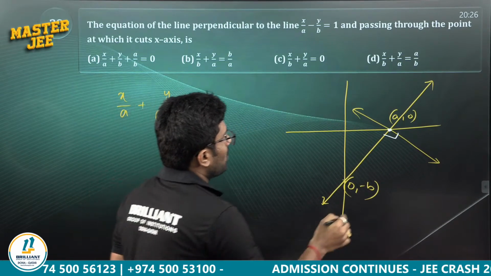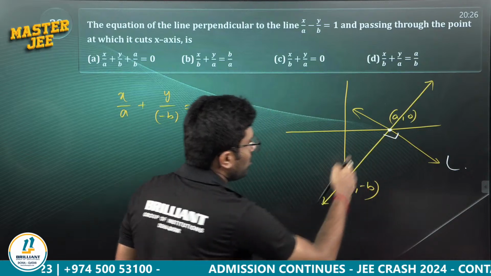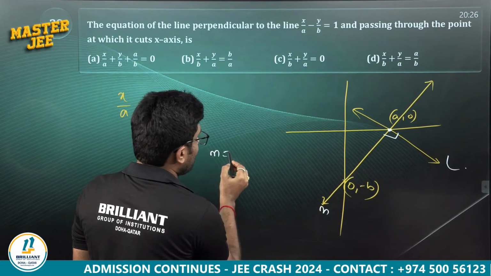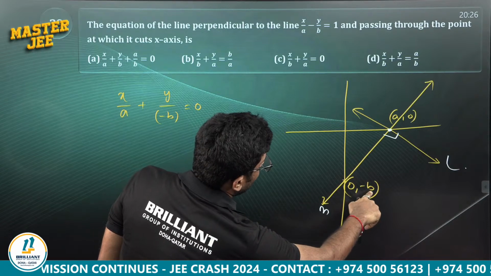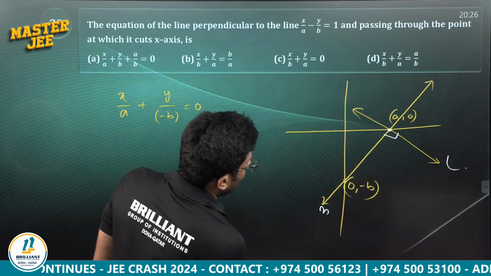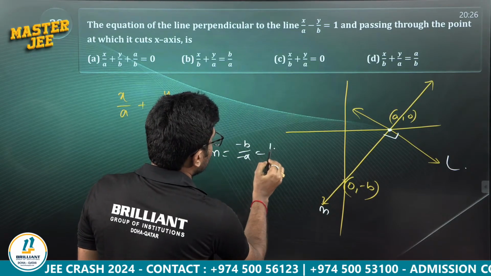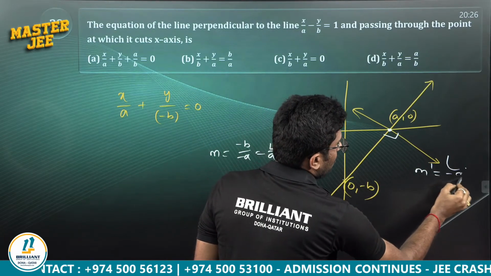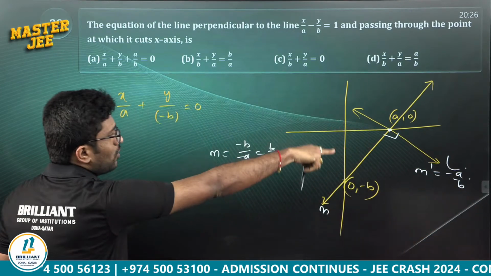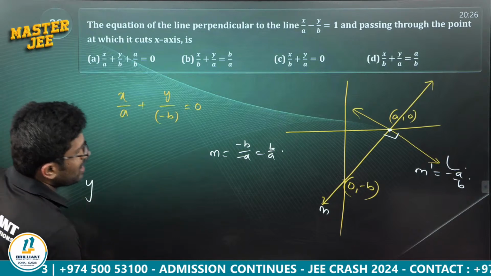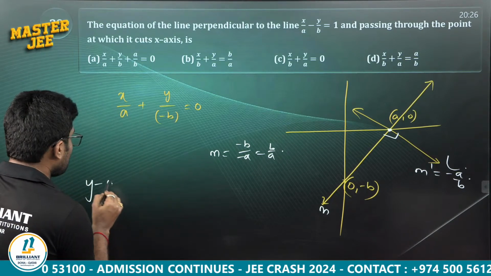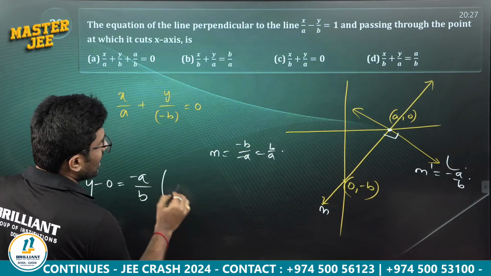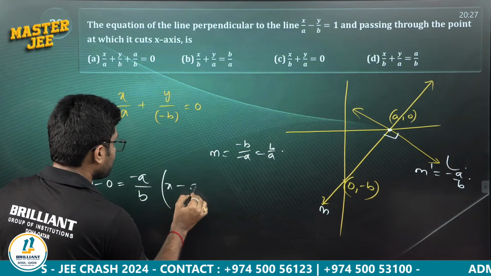So how do you find the equation of this particular line? Anyhow the point you know. First find the slope. Slope of this line is y2 minus y1, minus b divided by minus a, which equals b by a. Now what will be the slope of m dash? m dash will be minus a by b. Done. Point we know, slope we know. So y minus y1, y minus 0 is equal to minus a by b times x minus a.